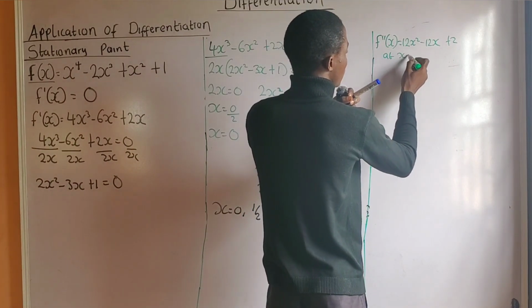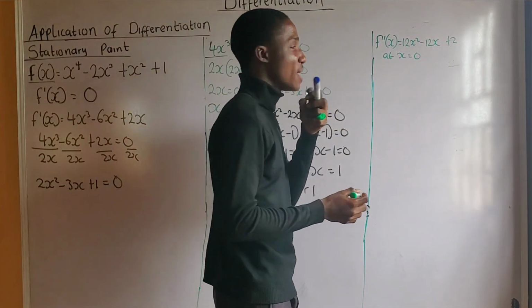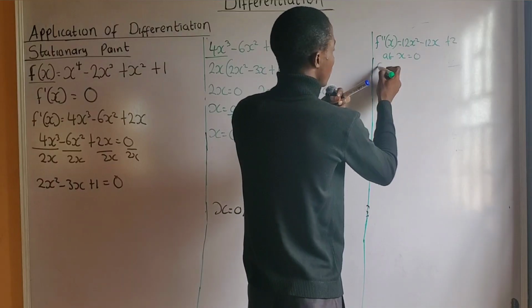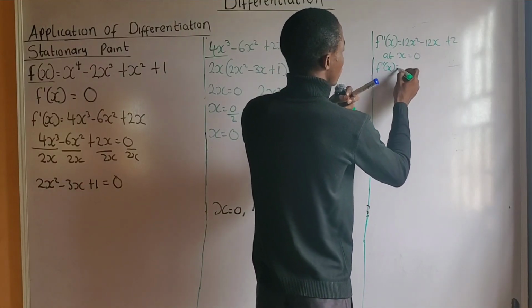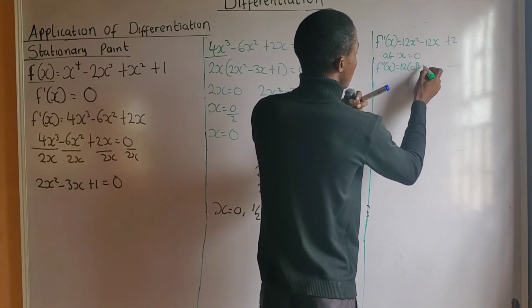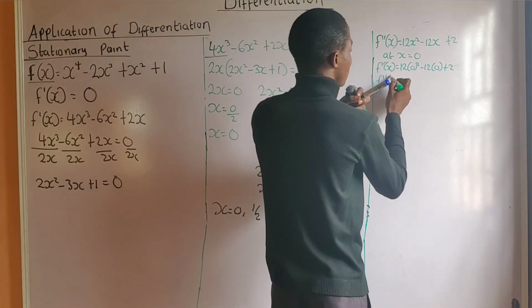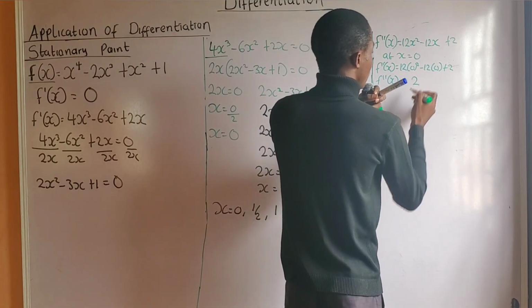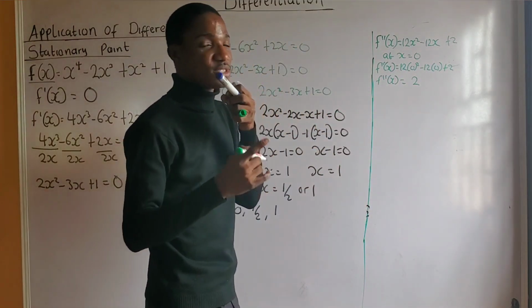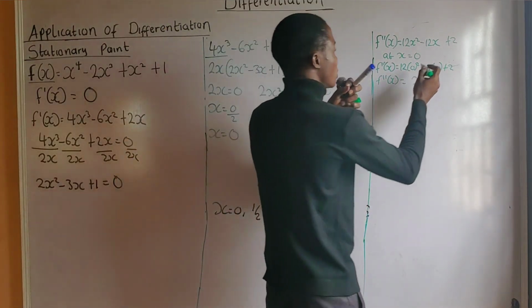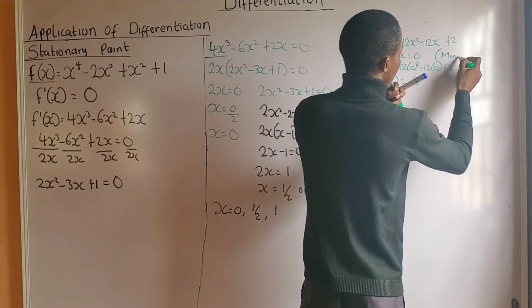At x equals 0. Please listen to me carefully. At x equals 0, the second derivative of f of x will be 12 multiplied by 0 squared minus 12 multiplied by 0 plus 2. The second derivative of f of x will be equal to 2. Now, because 2 is greater than 0, that means that at x equals 0, we have a minimum. This is a minimum point. You understand?